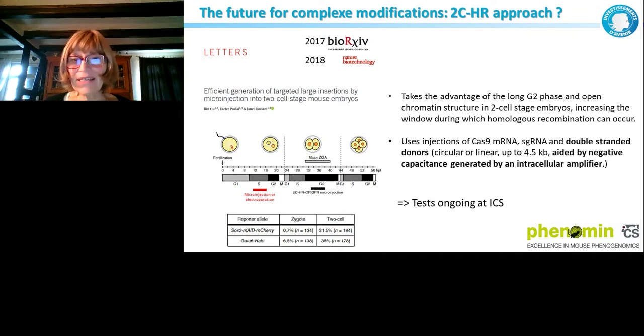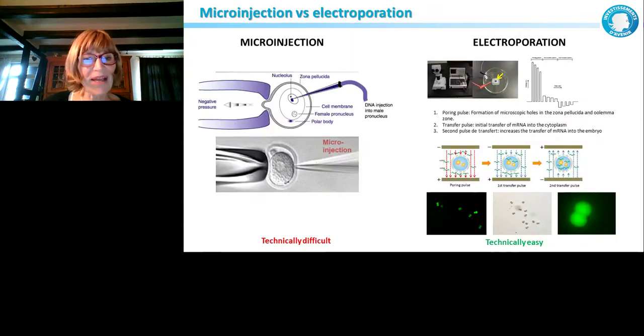Then this technique is supposed to work, and works in some labs, with double-stranded circular DNA, which you can completely sequence and be sure of the sequence. And I think that will help to generate efficiently large knock-ins. And at the moment, we are testing that, but we have still no data at the moment. But I think it's a good future, perhaps certainly better than single-stranded DNA.